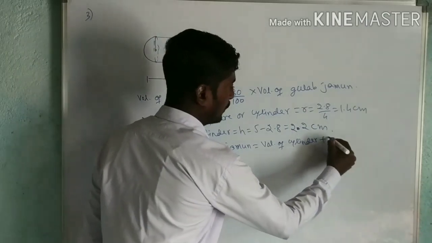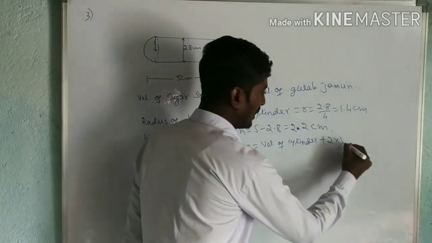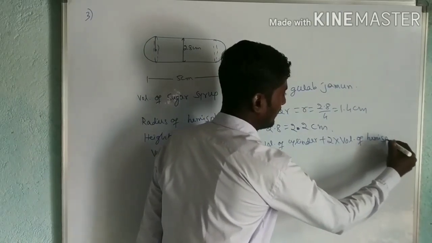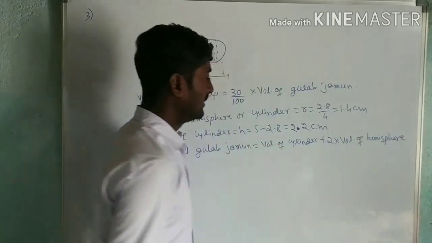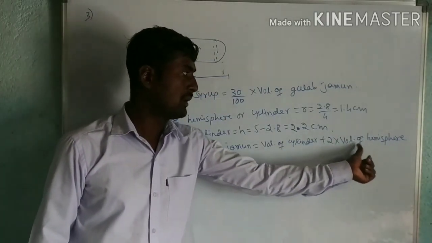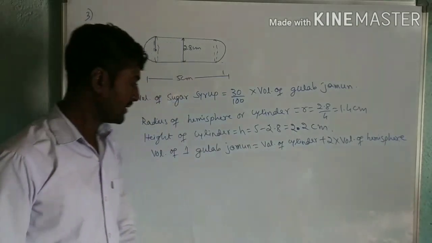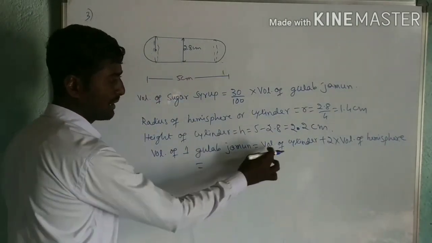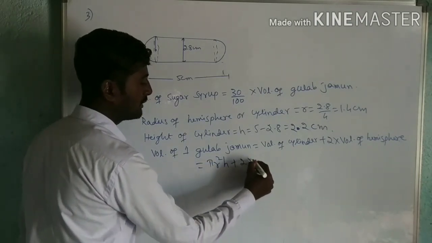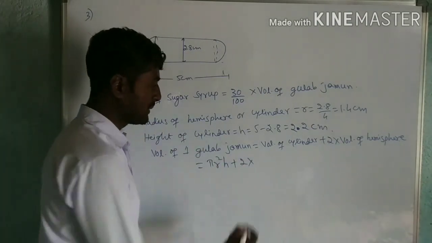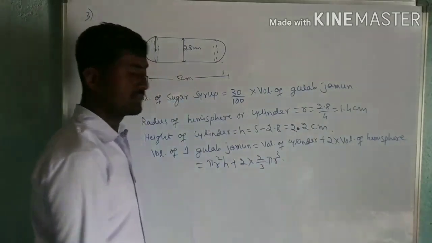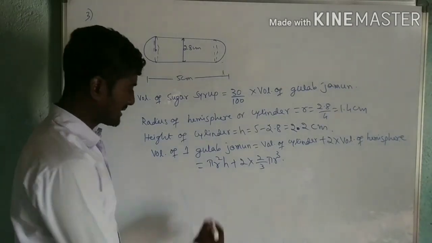Cylinder plus 2 into, there are 2 hemispheres. Volume of hemisphere. So our volume is volume of cylindrical part plus 2 into volume of hemispherical part. You can write it. Now let us write the formula. Volume of cylinder, that is pi r square h, plus 2 into volume of hemisphere, that is 2 divided by 3 pi r cube. Now let us solve this.